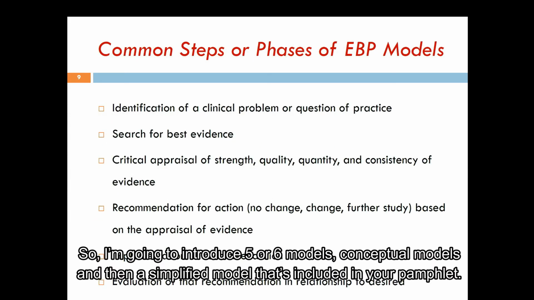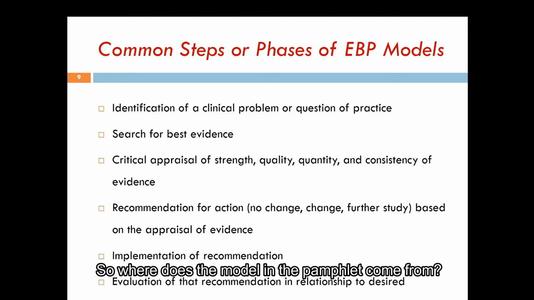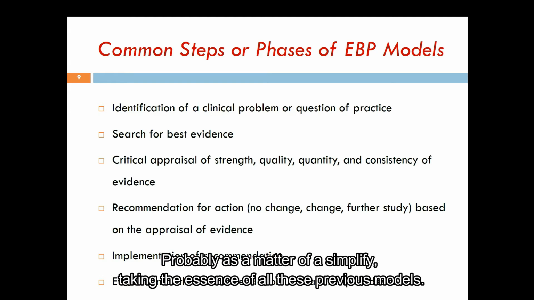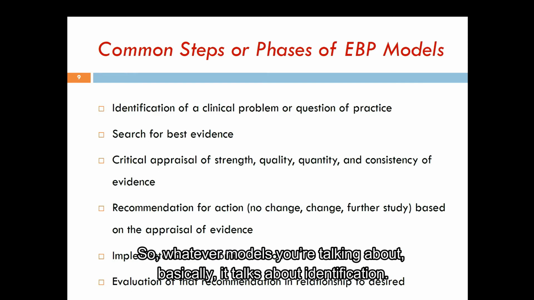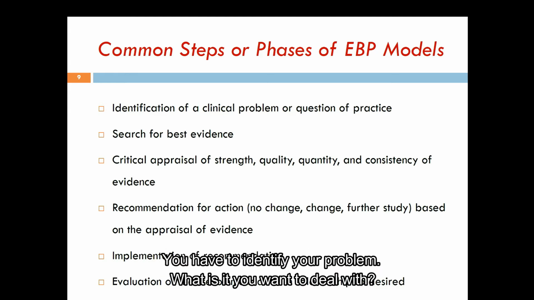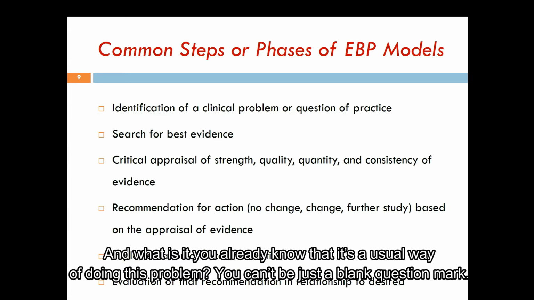So I'm going to introduce 5 or 6 conceptual models, and then a simplified model that's included in your pamphlet. So where does the model in the pamphlet come from? Probably, as a matter of simplifying, taking the essence of all these previous models. Okay, so whatever models you're talking about, basically, it talks about identification. You have to identify your problem. What is it that you want to deal with? And what is it that you already know that is the usual way of dealing with this problem?